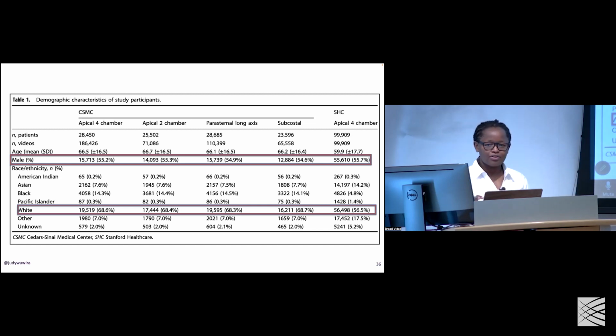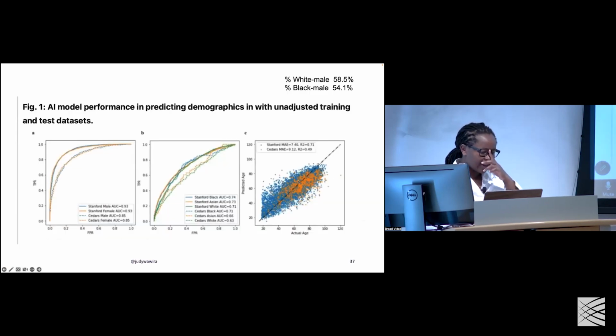If any of you do ultrasound work, you know that it's very difficult, because it's so operator dependent how you acquire it. And they do a great job of trying to have different views. These are two data sets, Cedars-Sinai and Stanford. You can see that the population is mainly male and mainly white. But what they do is ask, could you tell us who's male and what's the race of the patient? And you see it's very good at identifying male versus female, and better than random, I think, at identifying Black, Asian, or white.